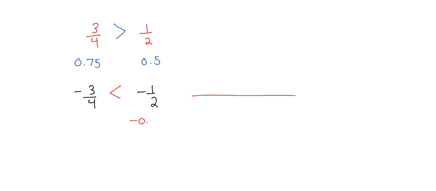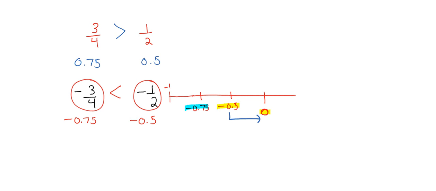This would be negative 0.5. This is negative 0.75. If this is 0, there's 0, and I'll say this is negative 0.5. This is negative 0.75. And then if you go a little bit further, this might be negative 1. This number, negative 0.5, is much closer to 0 than negative 0.75. So when you're dealing with negative numbers, the number that's closer to the value of 0 is bigger. So negative 1/2, this number here, is definitely bigger than negative 3 over 4. Okay.